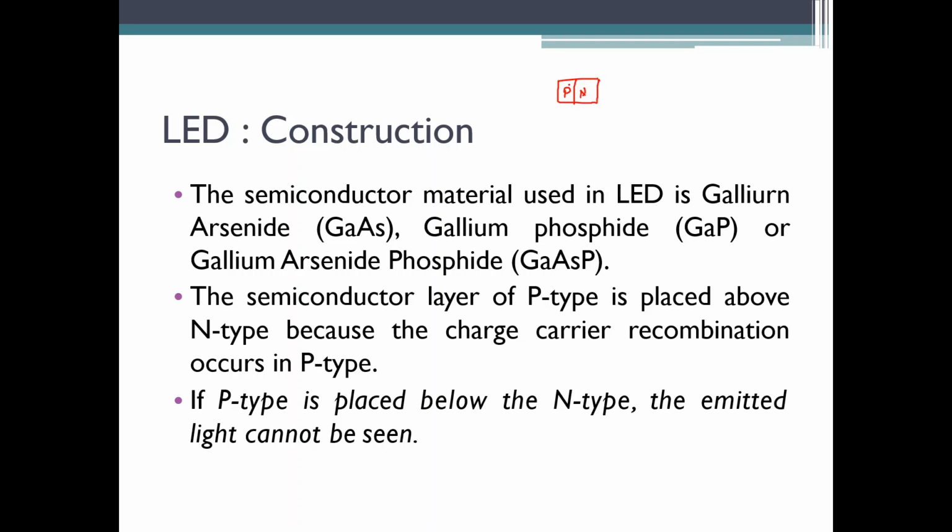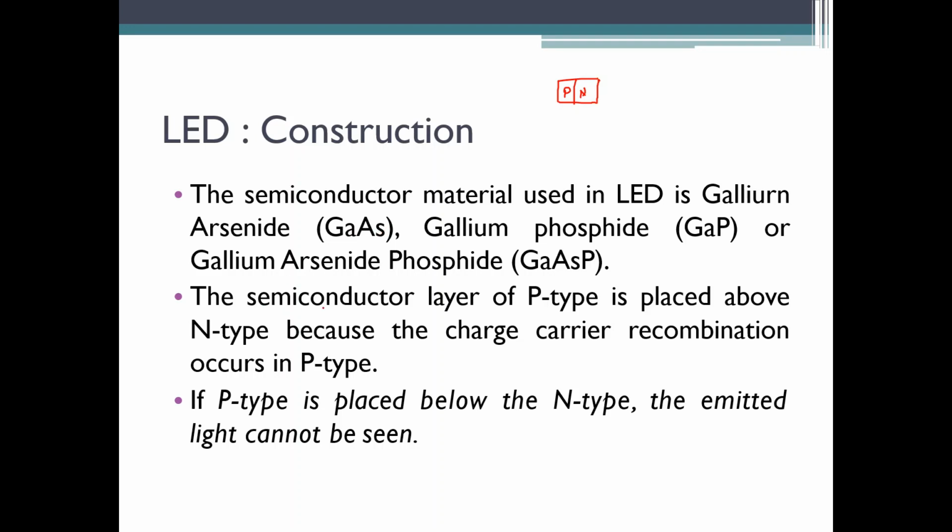And what these P and N type materials are made up of makes a difference. The semiconductor materials I'm using in the manufacture of an LED vary. It may be made of gallium arsenide, gallium phosphide, or gallium arsenide phosphide. All these materials will be chosen based on your requirements, in the sense of the wavelength of the light, or the color of light, that you wish to produce.